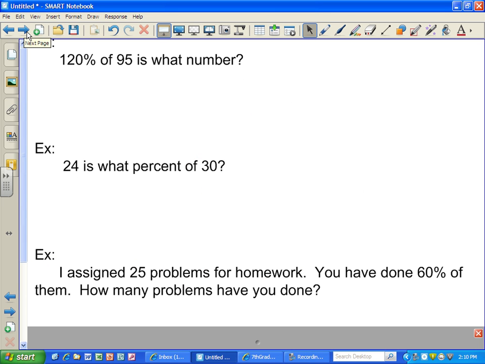So we look at our next example. Try setting that one up on your own. Put it out of 100 first. Again, the easiest thing to fill in is what goes over 100, because that's always going to represent the percent.